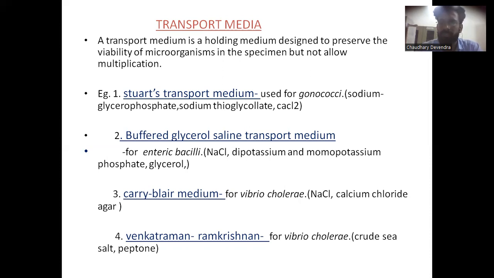Stuart's transport medium is used for gonococci, and buffered glycerol saline transport medium is used for enteric bacilli like E. coli, Klebsiella, or Salmonella, and so on. Cary-Blair medium is used for Vibrio cholerae, and Venkatraman-Ramakrishnan medium is used for Vibrio cholerae also.